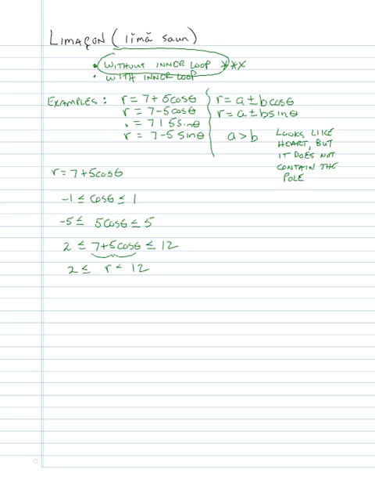Well, the only way we can contain the origin is if we have an r value of 0. That's the only way the origin can be contained. So this is never going to touch the origin. And that's a lot different. See, this is a limacon. That's a big deal. A limacon without an inner loop.